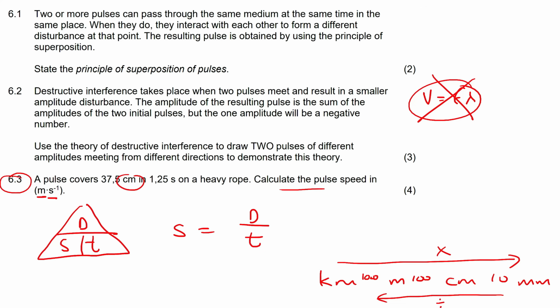So we're going to say that the distance is going to be 37.5 divided by 100, and that's 0.375. And so that gives us 0.375 over the time of 1.25, and that'll give us an answer of 0.3 meters per second.